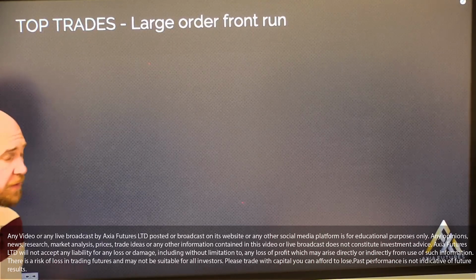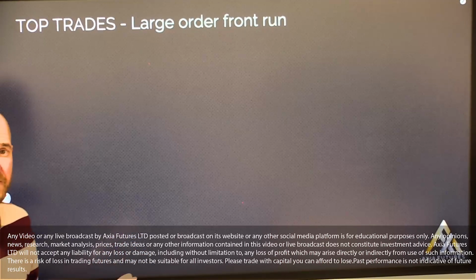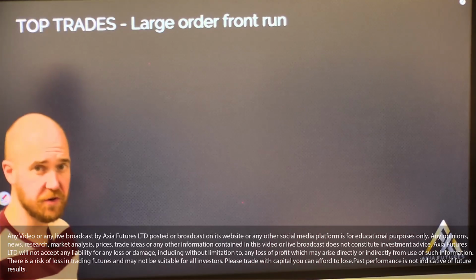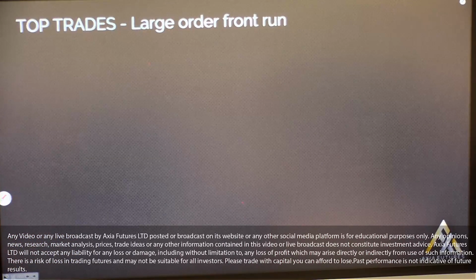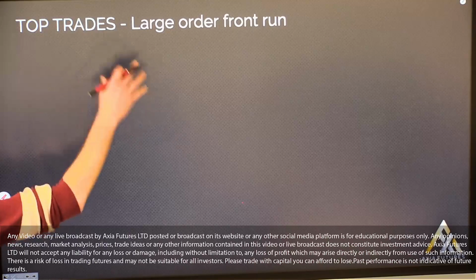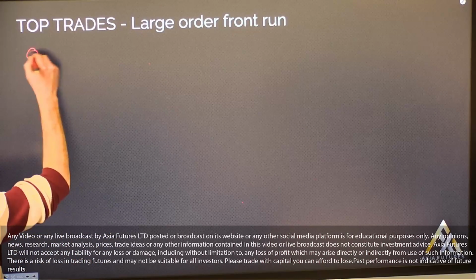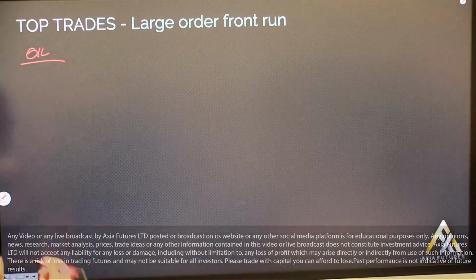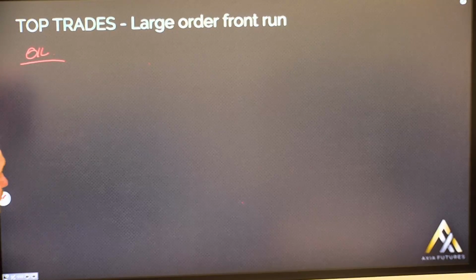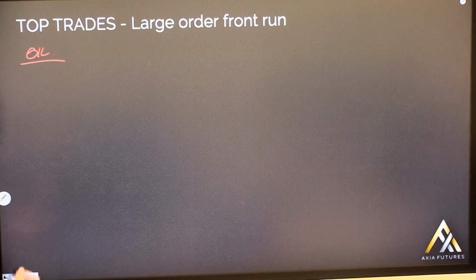Oil and a large order front run, no chart. You don't need a chart for this type of trade, but what you do need is an understanding of the criteria of a trade. So, we've got a front run, this one is in oil. So what do we need to be seeing for this front run trade?